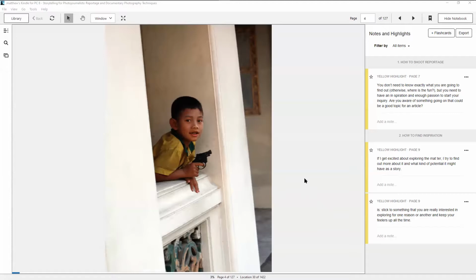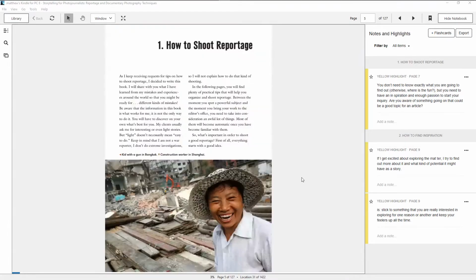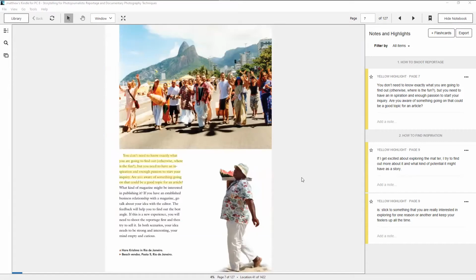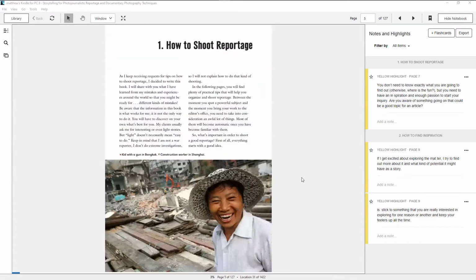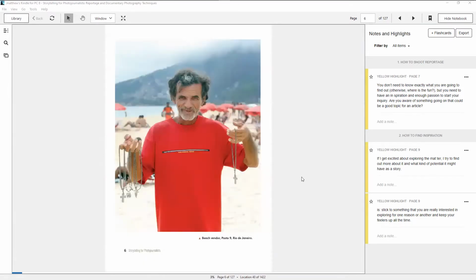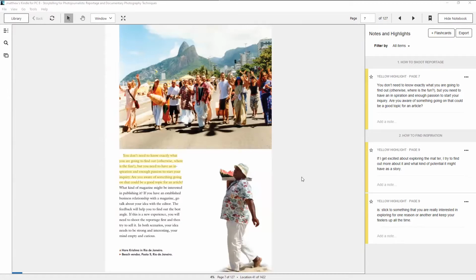The majority of my work is usually commercial, but a lot of it is editorial, and editorial goes hand in hand with documentary photography. I had a couple of inserts here highlighted. I think I had one or two that I might have unhighlighted, but I can still put my hands on them. And here's one right here.